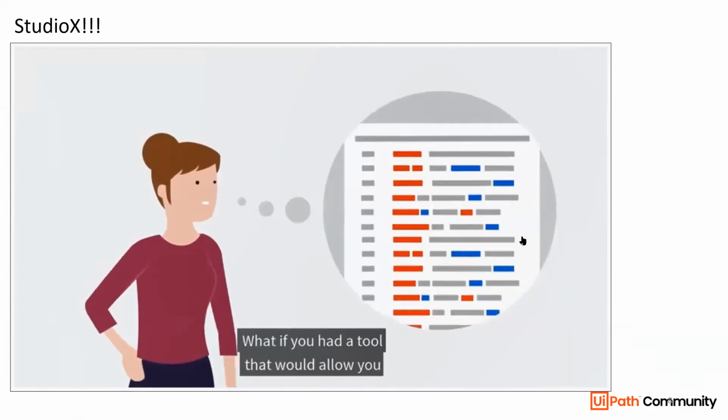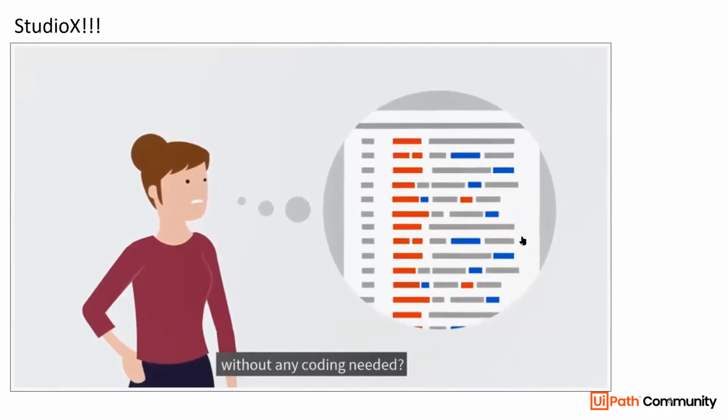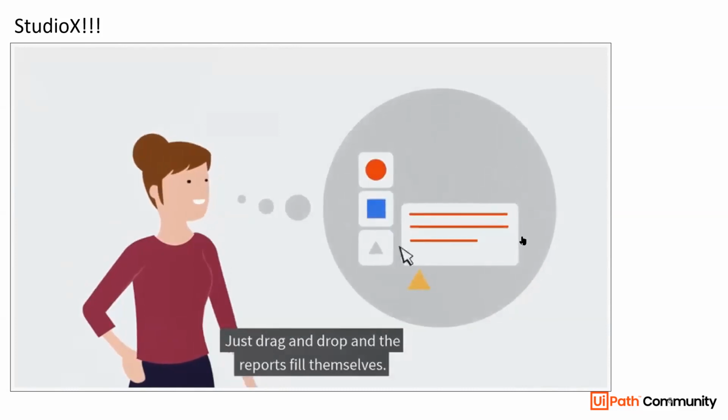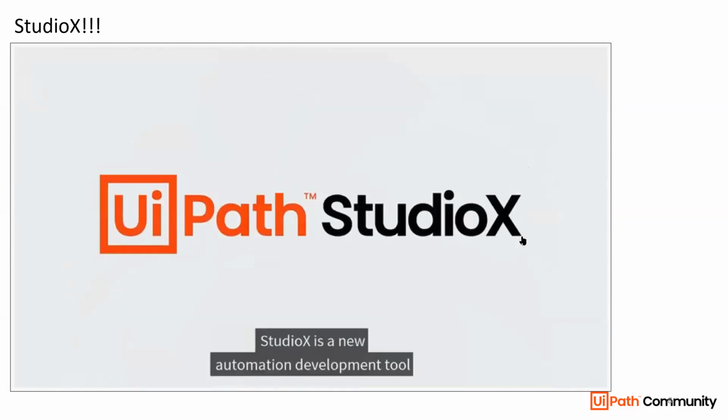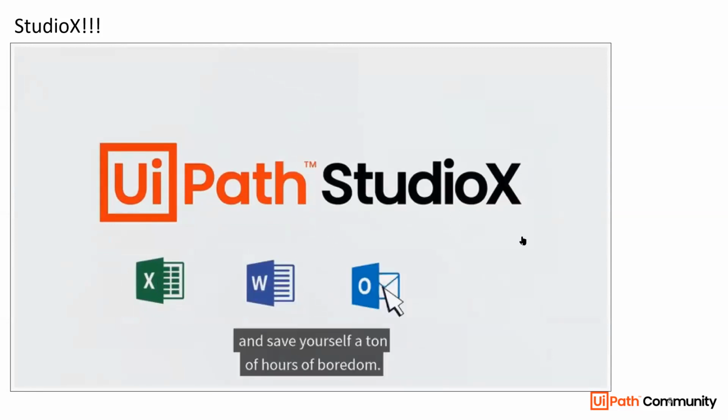What if you had a tool that would allow you to visually develop your automation without any coding needed? Just drag and drop, and the reports fill themselves. StudioX is a new automation development tool that allows you to easily build small task automations, run them locally, and save yourself a ton of hours of boredom.